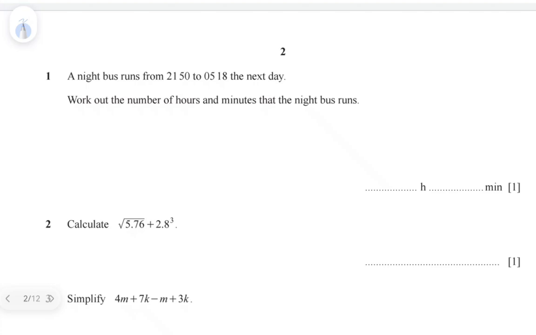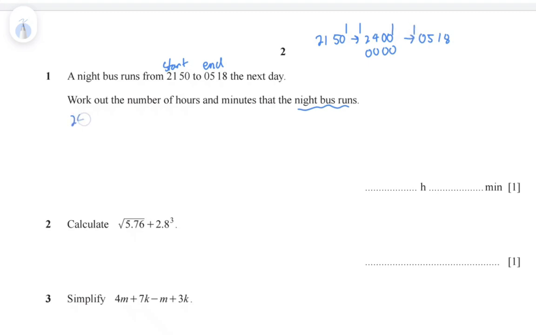The first question asks us to find the total duration a night bus runs from the starting time at 21:50 to the ending time of 5:18 the next day. So we know that this bus runs through midnight, where the way we display time resets, being both 2400 and 0000. So there are two ways we can do this question. The first way is by finding out the difference in time around midnight.